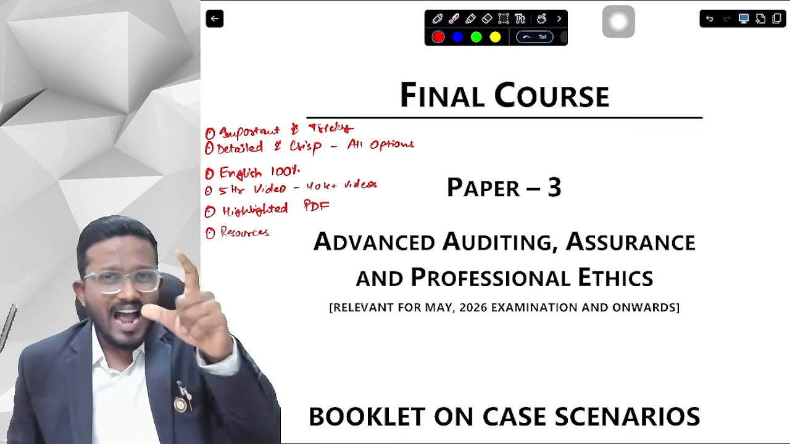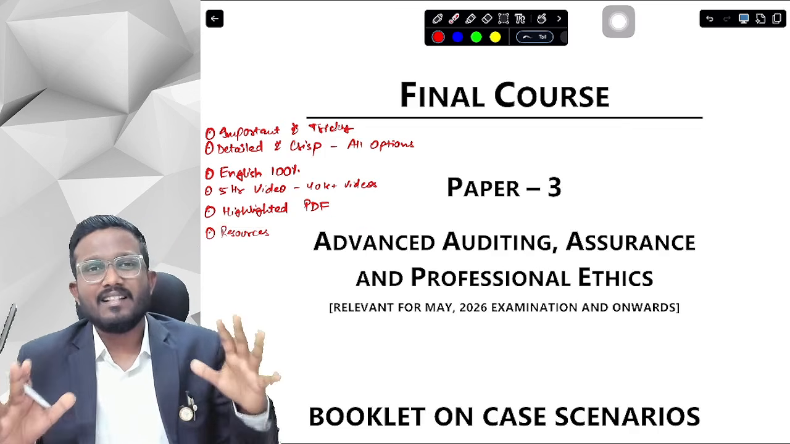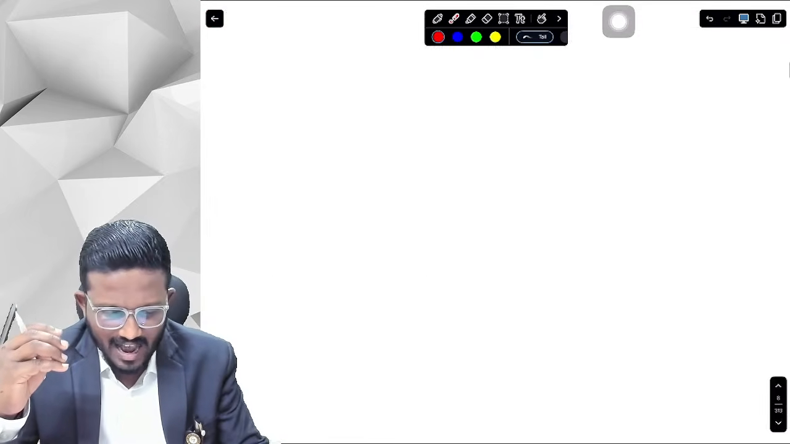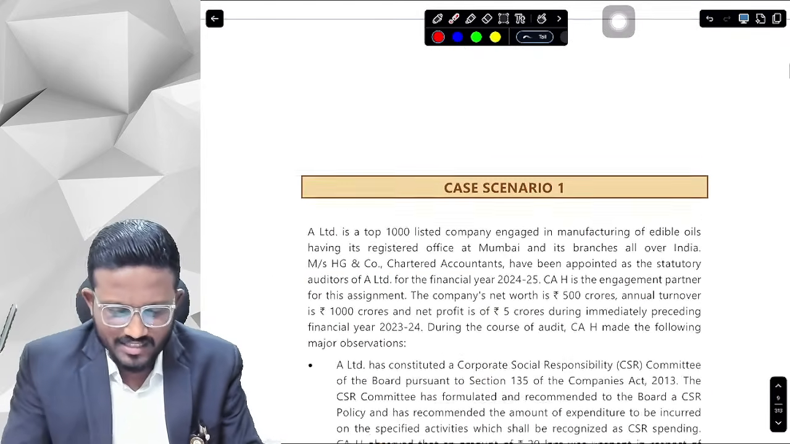And this highlighted PDF, as I already told you, you can find in the Telegram channel. Let's start with our first case scenario that we have already highlighted for you. So this is our first case scenario.